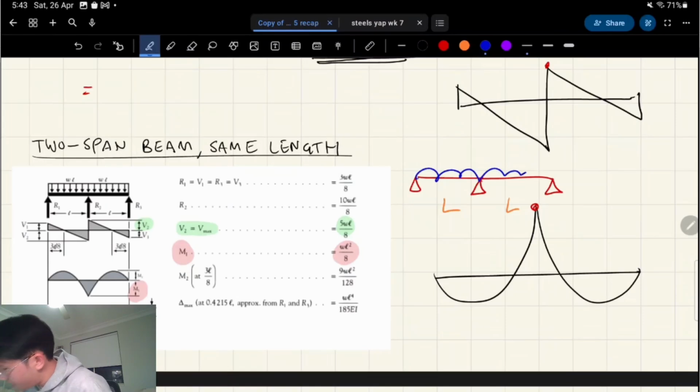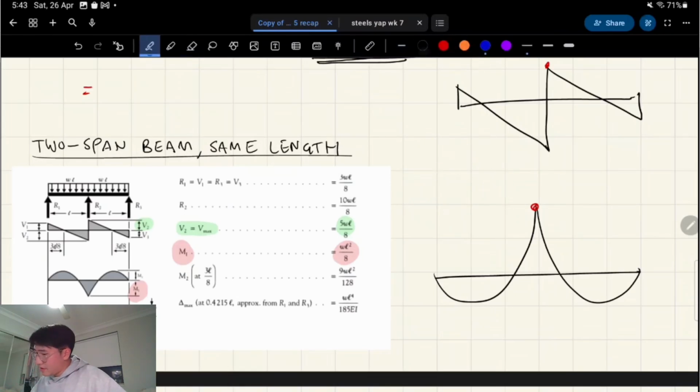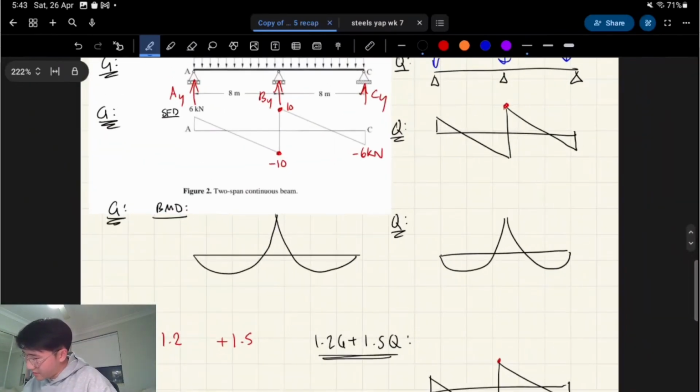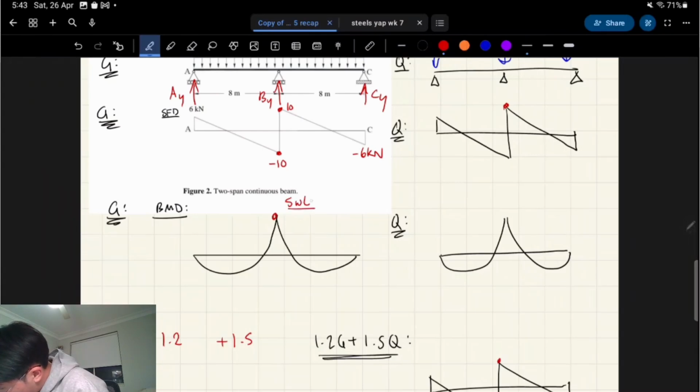And there's a uniform load over it, which is the case for WG and WQ for us. So we're allowed to use these formulas that you can see on the left here. So we know that the max shear force is going to be 5WL on 8. Now that W is going to be WG, which is 2, because we're looking at just the dead load case.